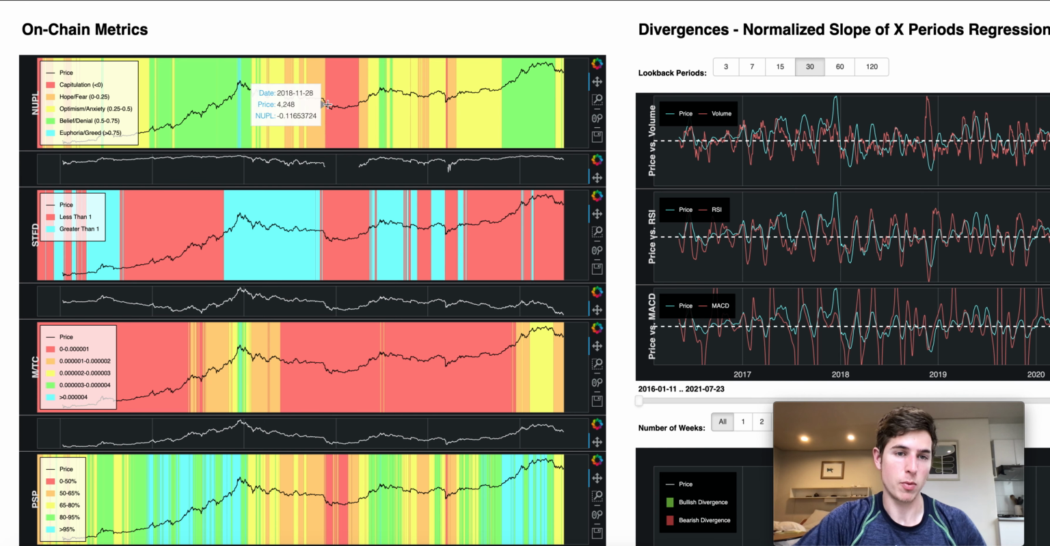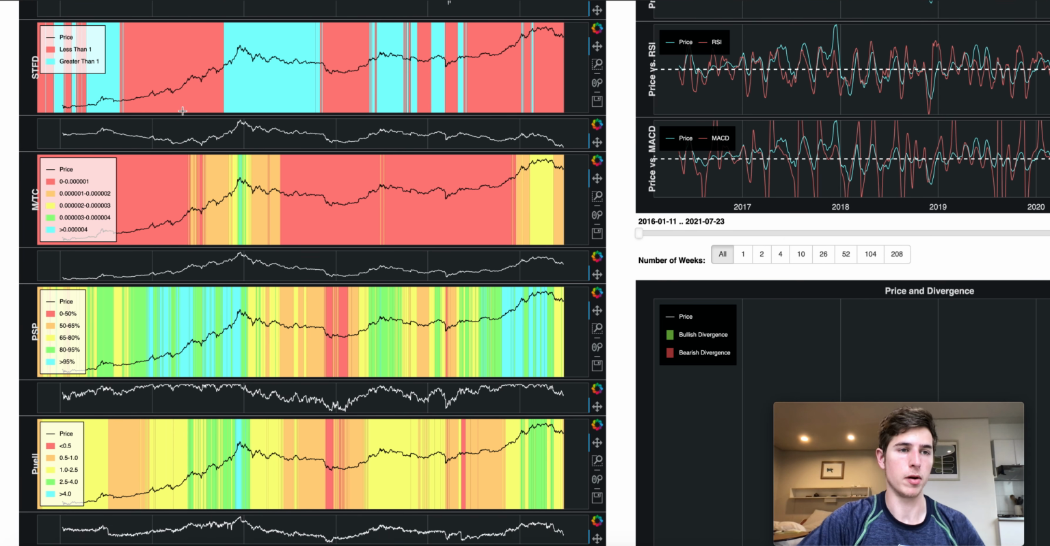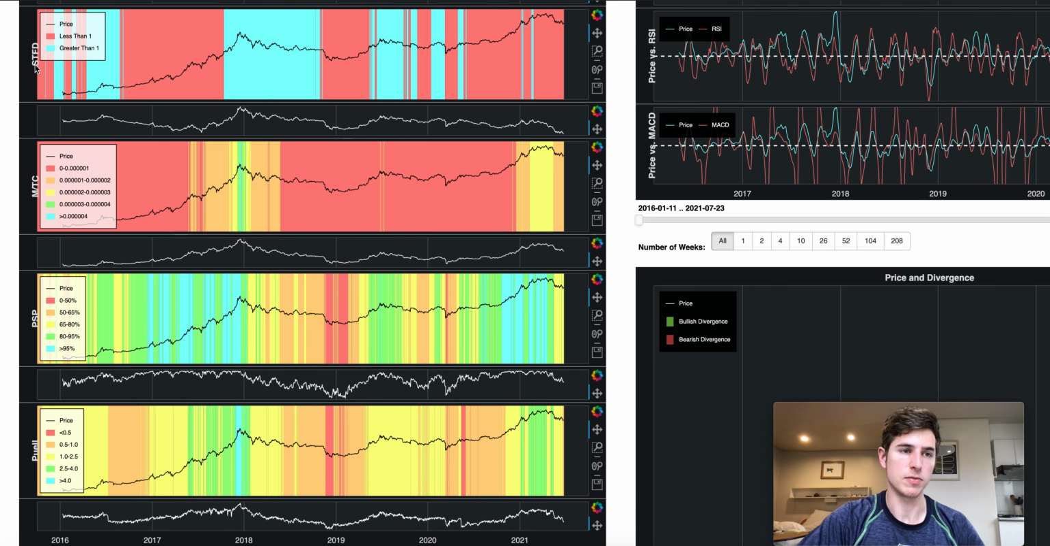And what we see here is when we get into the red, that's when everybody's selling off. There's what's called capitulation, generally a good time to buy. And then as we scroll down, we'll see some other on-chain metrics. This is stock to flow deflection.